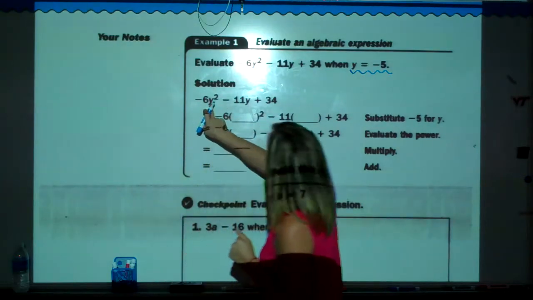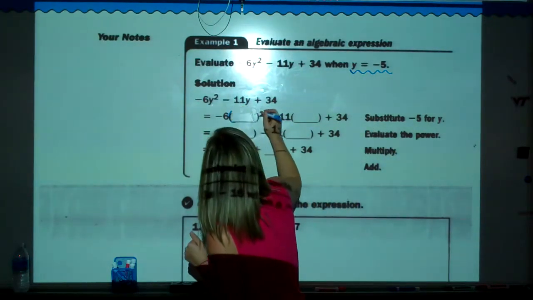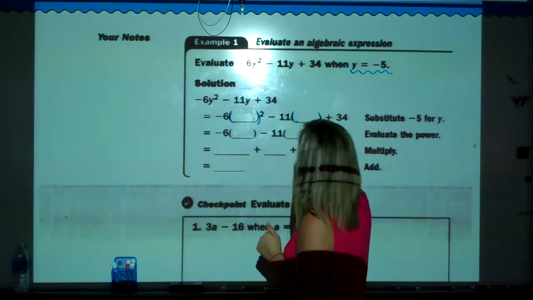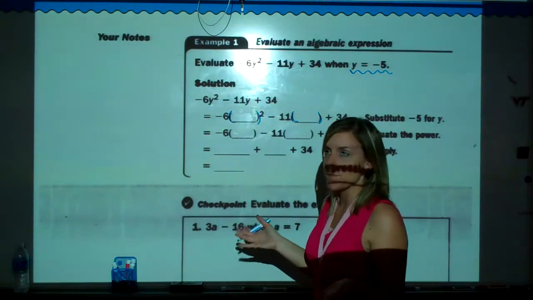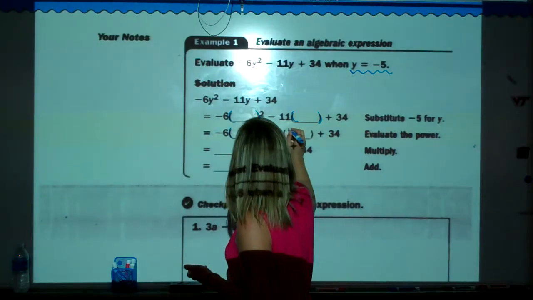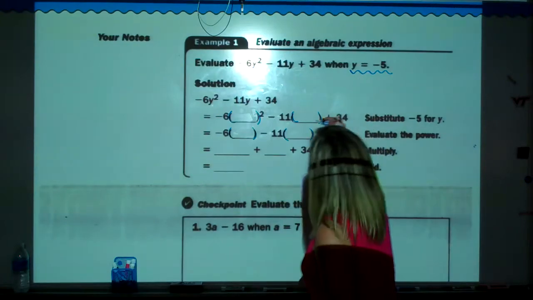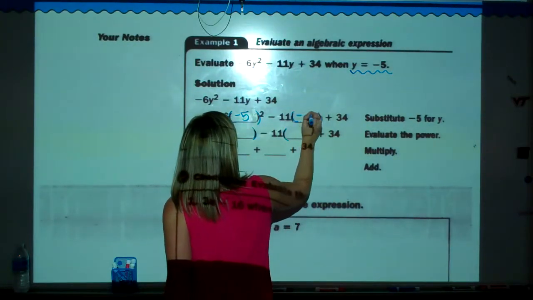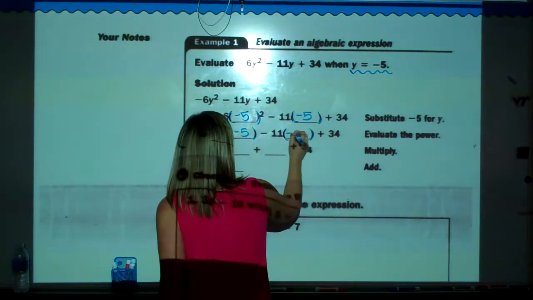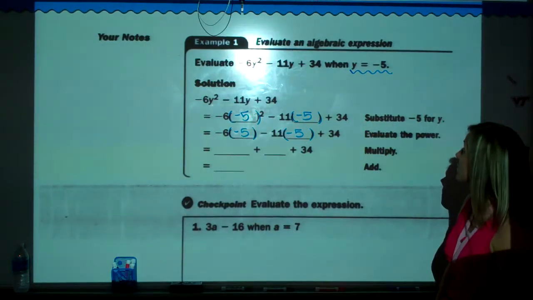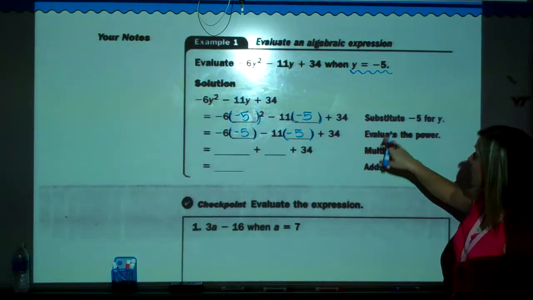So everywhere we see a y, we put parentheses. We take out the y and we put parentheses, we take out the y and we put parentheses. And that helps, even if we use our calculator, that helps us be careful as we work. So we take out the y, we put in the -5. Okay, and then we work out our order of operations.